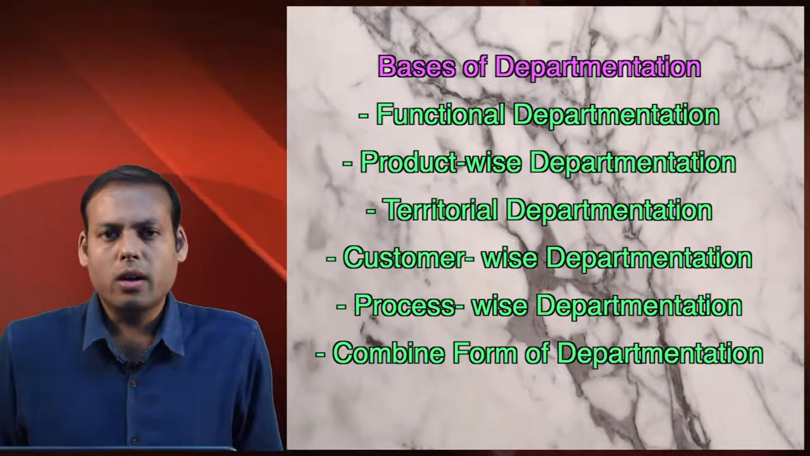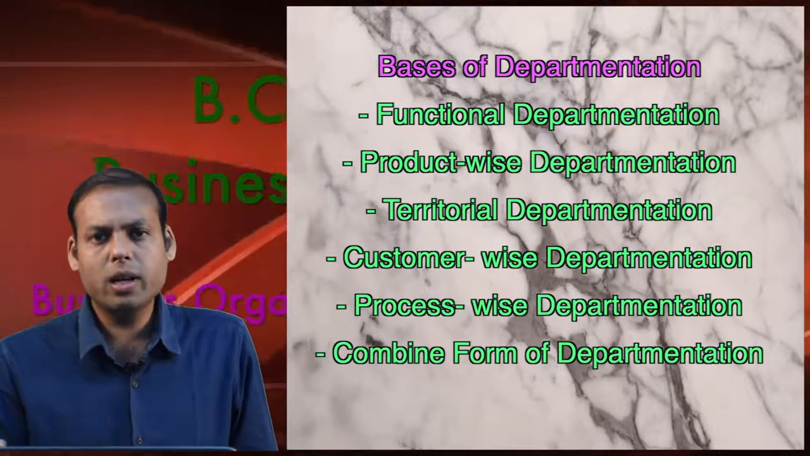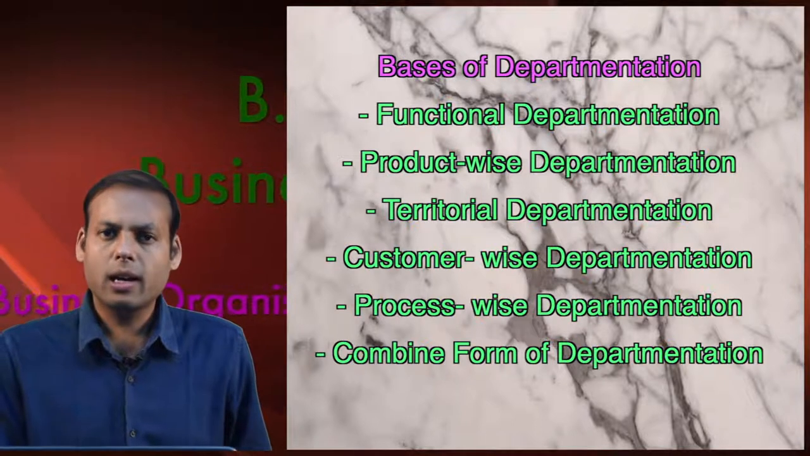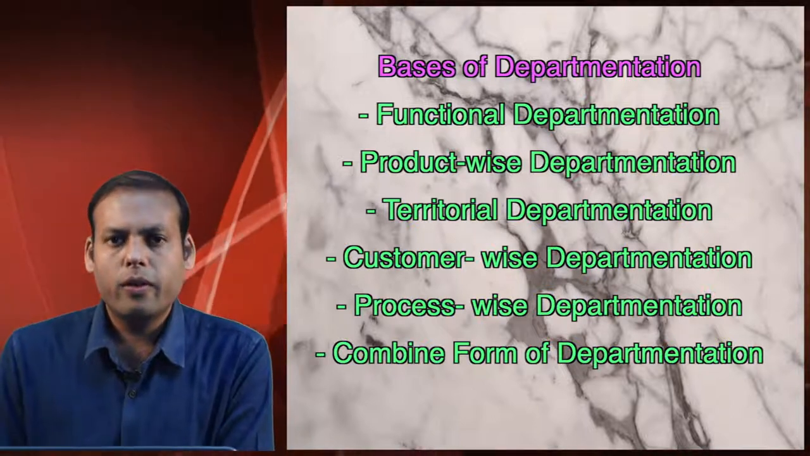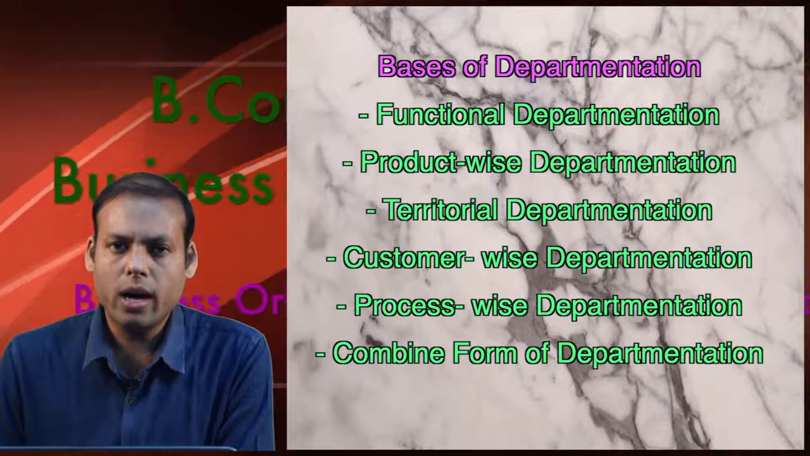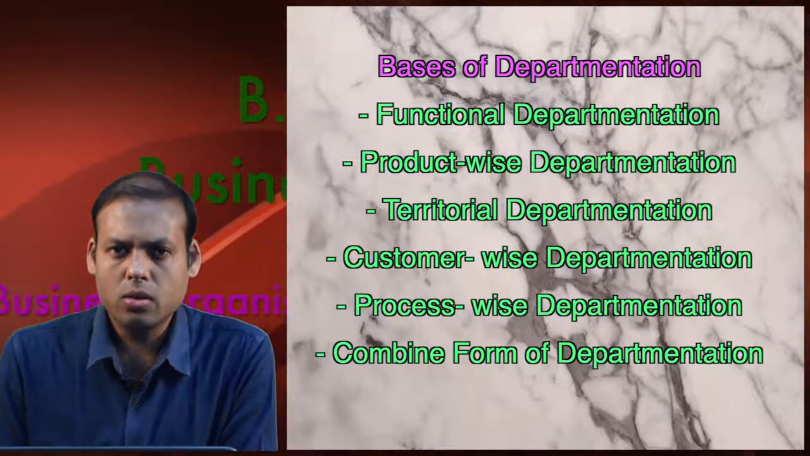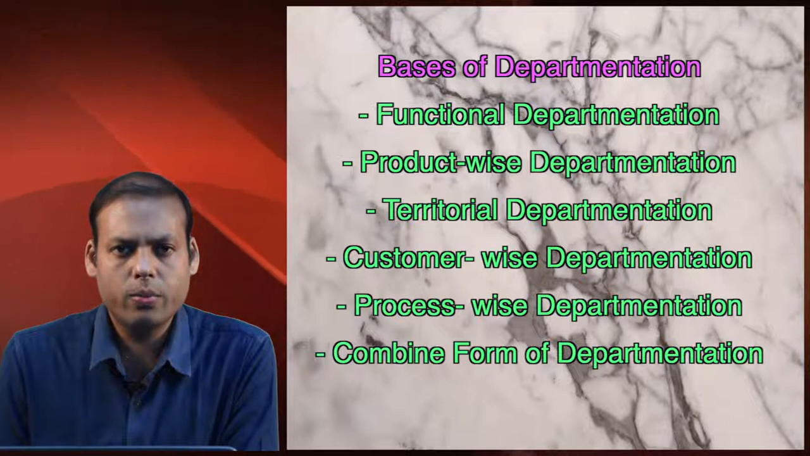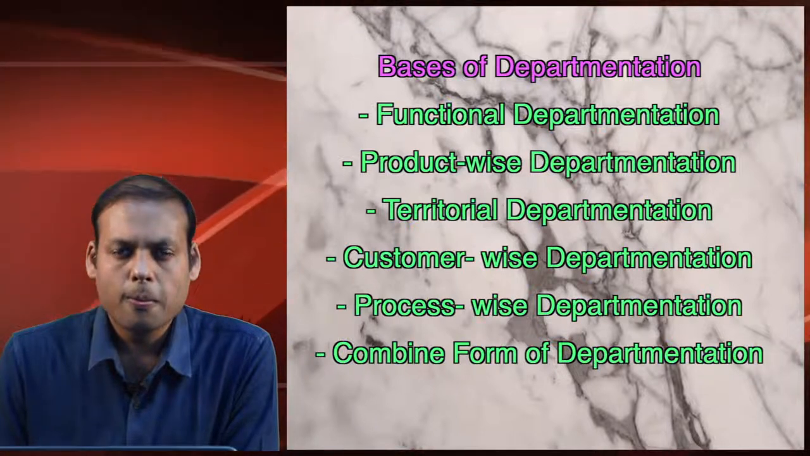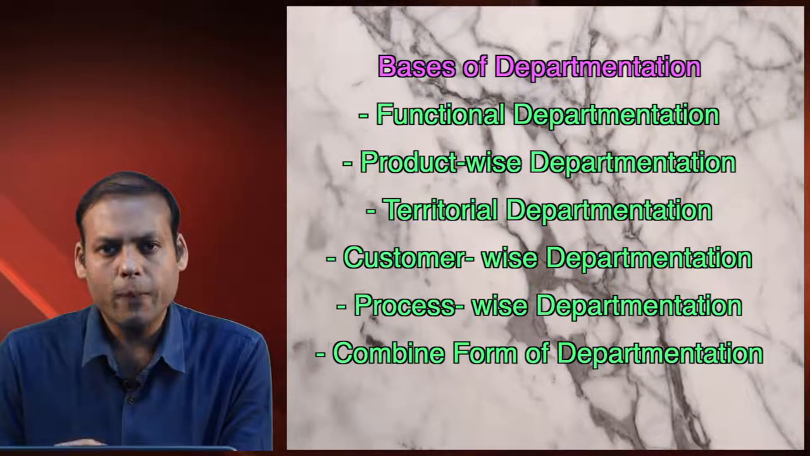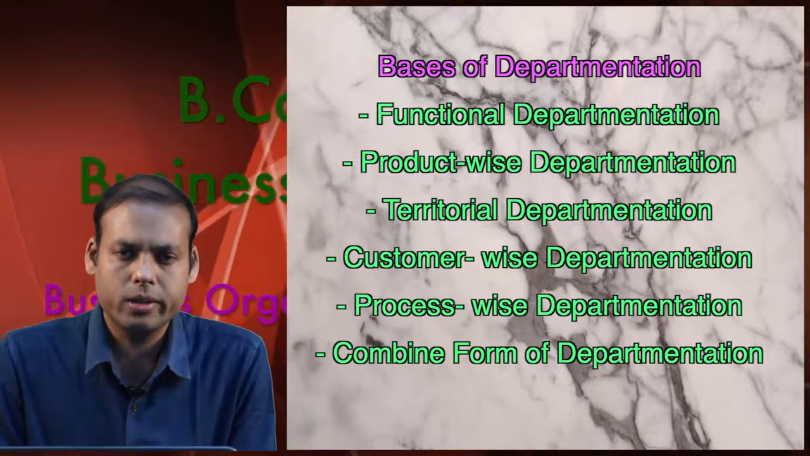Now, let us discuss certain bases of departmentation, meaning how we can departmentalize our organization and classify the activities. Number one, functional departmentation. Functional departmentation means that departmentation will be done on the basis of the main activities of the organization that we have already discussed. So, there may be a production department, a sales department, a finance department, and a human resource department. So, this is the departmentation based on the major functions of the organization. That is why it is termed functional departmentation.